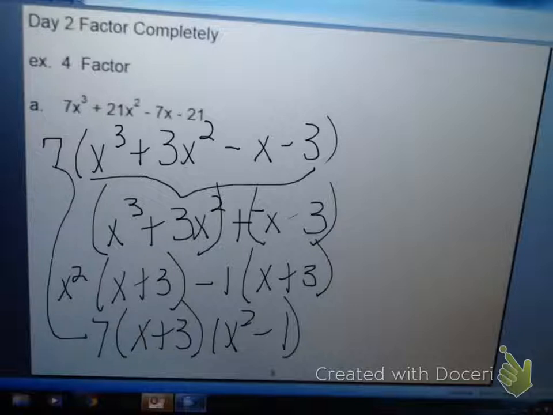Now, are we finished? Well, we can't do anything with the x plus 3, but look at the x squared minus 1. That's a difference of two perfect squares.